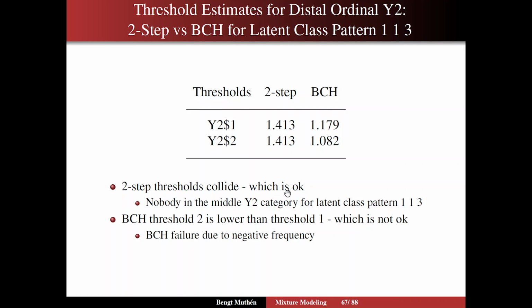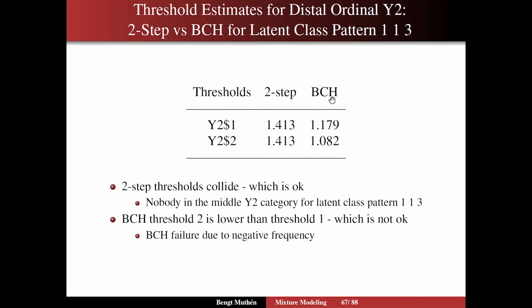And that's okay for two-step. They collide, but it doesn't hurt the estimation. It doesn't come to a halt. And it just reflects that nobody is in the middle Y2 category for latent class pattern 113. It's not an empty latent class pattern. There are people there. The people who are in that latent class pattern just happen to have nobody in the middle category for Y2.